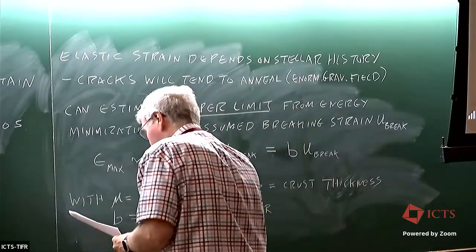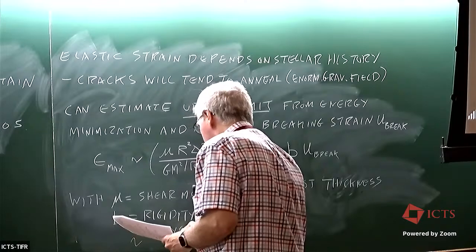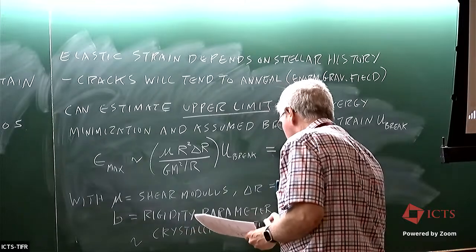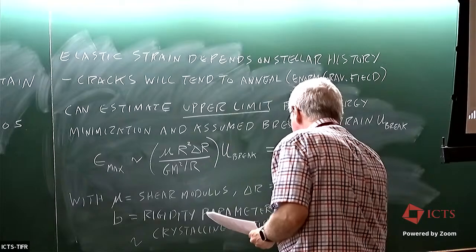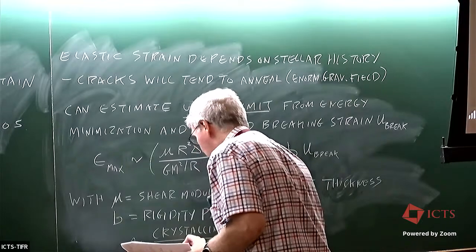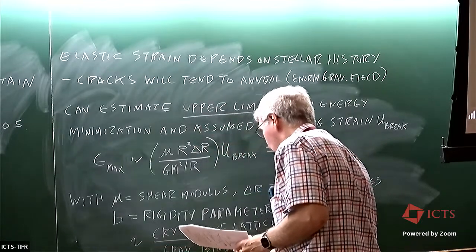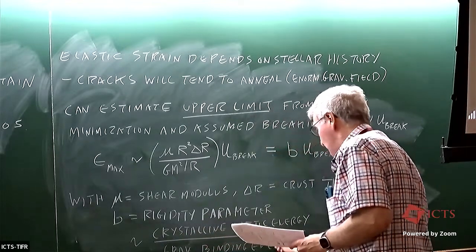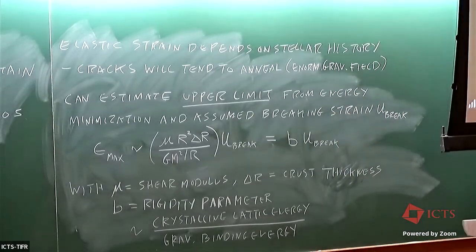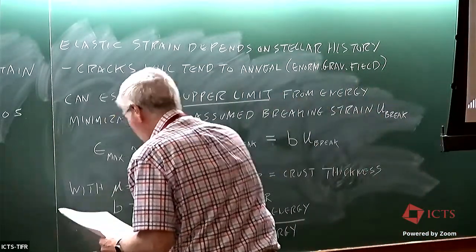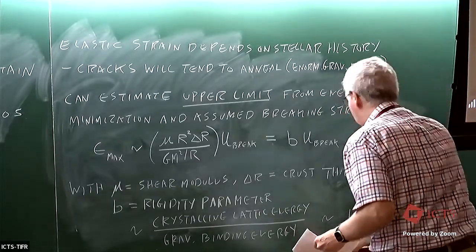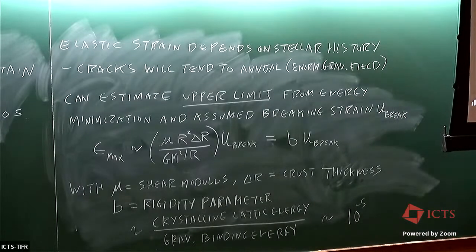And it's, roughly speaking, the ratio of the maximum crystalline lattice energy that is governed by that shear modulus parameter divided by the gravitational binding energy. So again, this is just an order of magnitude estimate of what you might very optimistically expect would be possible. And that ratio, we think, is in the ballpark of 10 to the minus 5 for a realistic equation of state for that crust.